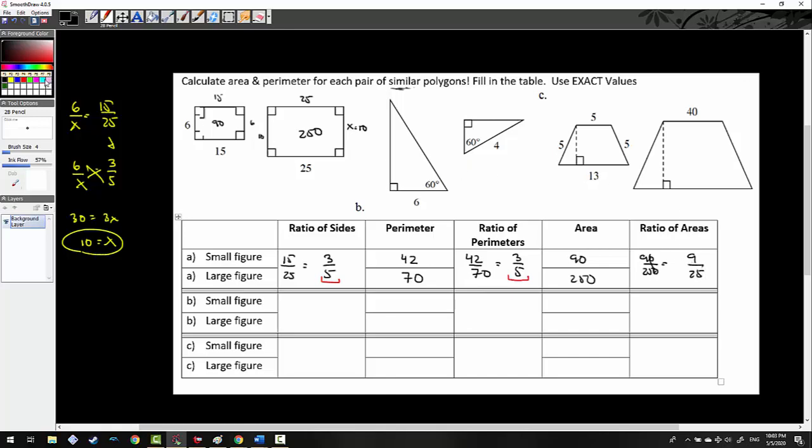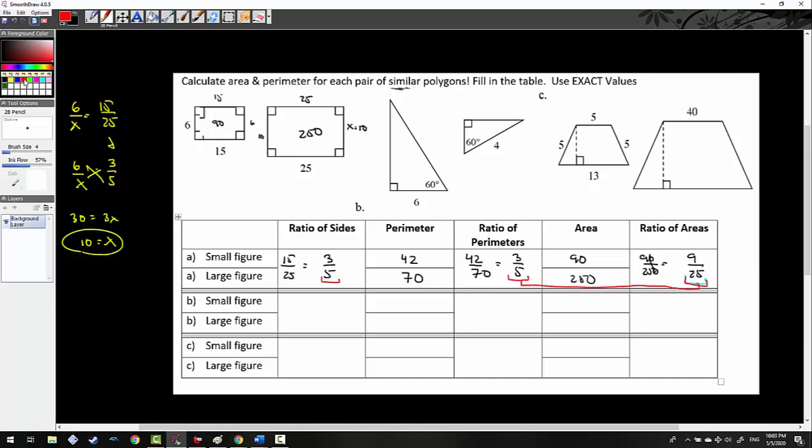Okay, that's a little bit different. 9 over 25 is not the same as 3 over 5. But I'm hoping you'll be able to see some type of relationship between the 3/5 and the 9 over 25. And if you don't see it right now, it's okay. We're going to do 2 more examples, and I think by the time we're done, you'll be able to see a relationship between the ratio of sides, the ratio of perimeters, and the ratio of areas. No big deal.